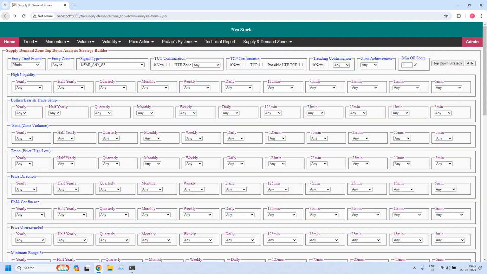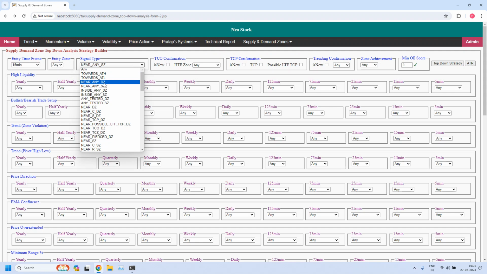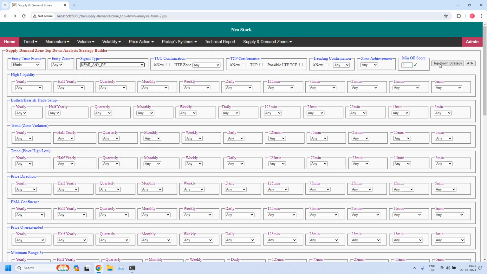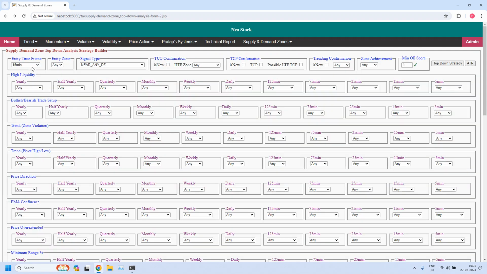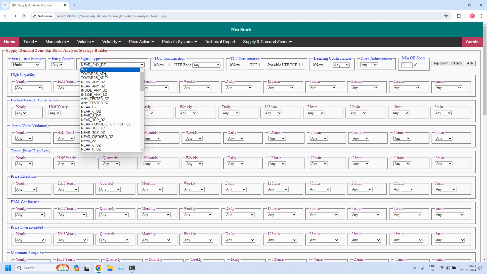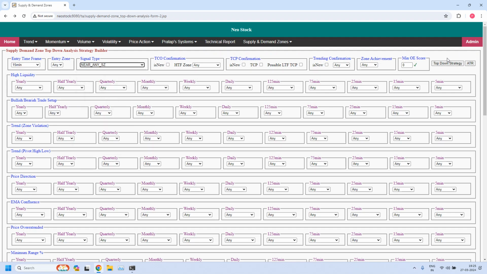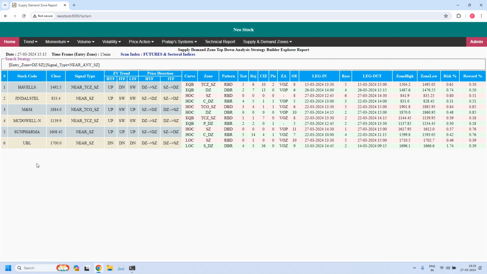Okay, fine. I am going back, changing the time frame to 15 minutes. Let me find the stocks near 15 minutes demand zone. So 7 stocks are filtered, which are near to the 15 minutes demand zone. So going back, for 15 minutes time frame, let us find the stocks near 15 minutes supply zone. These 6 stocks are filtered.